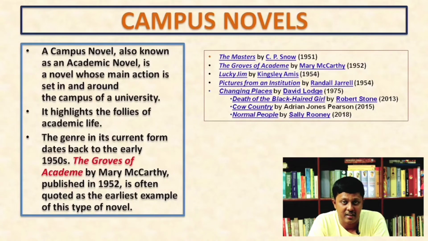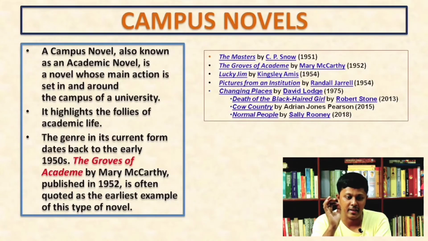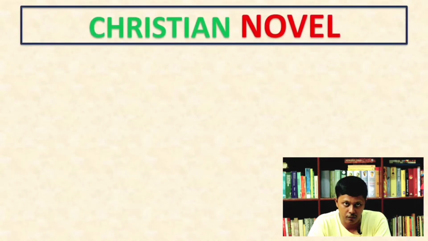So these are the examples where you can find the university campus and the related aspects, the follies of university life, basically the highlights of the follies. Those are sincerely reflected in the campus novels. The last but not the least is the Christian novel, number 5 in the list.